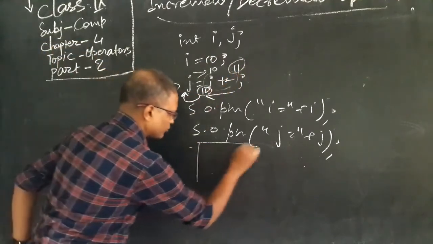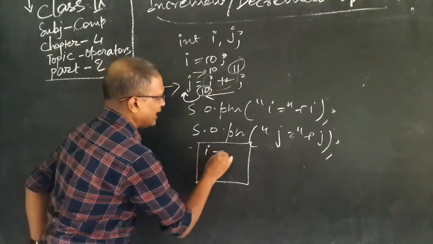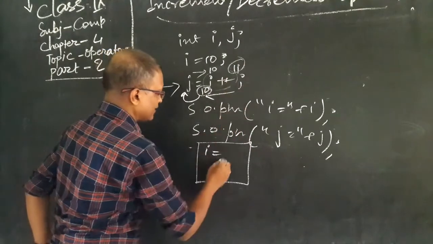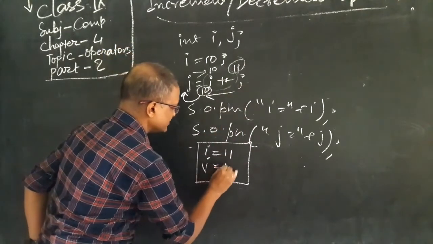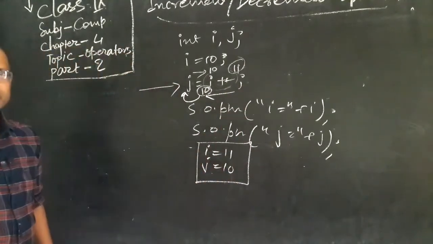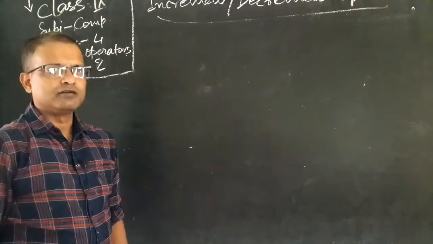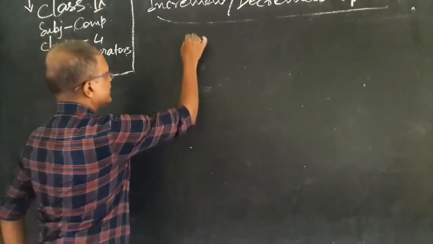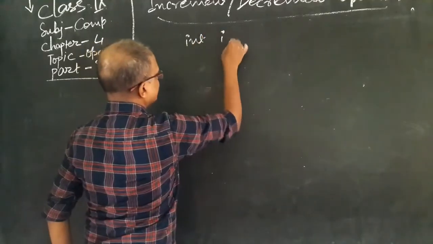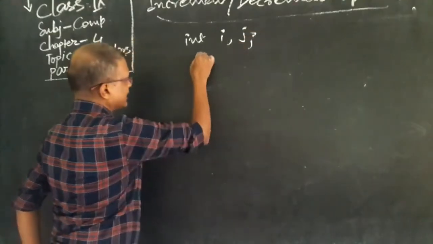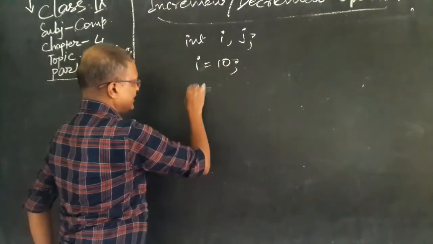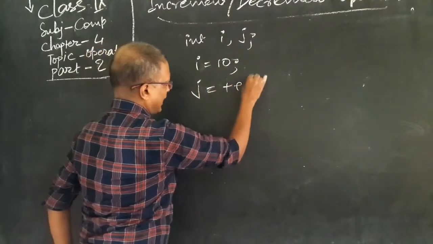So what will you get as the output? You will get the output I equal to the final value of I, which is 11, and the value of j is 10. Getting my point? So in this way we can do the calculations. Now let us see one more problem. Here is int I comma j. Suppose I equal to 10, j equal to plus plus I.